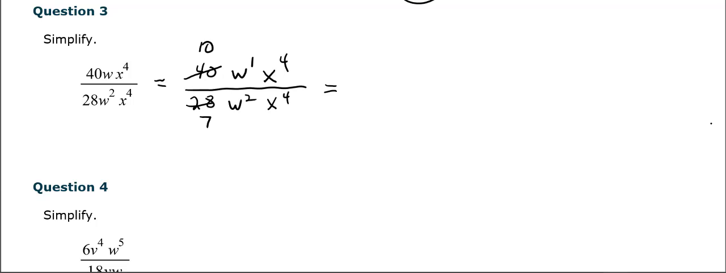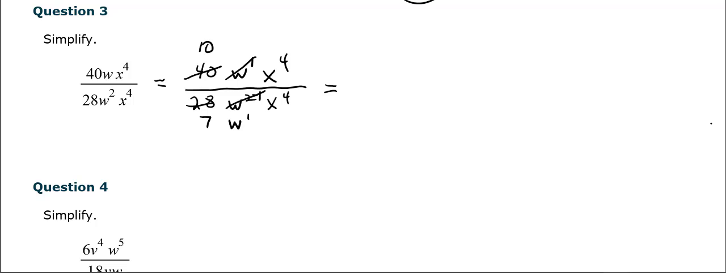Now, with our variable, we're going to subtract. And so it's best if we look to see where we have more of that particular variable. So we have more w's in the denominator than we do in the numerator. So w will be in our denominator in our final answer. How many we have, we get by subtracting 2 minus the number we had in the numerator. So 2 minus 1 is 1.